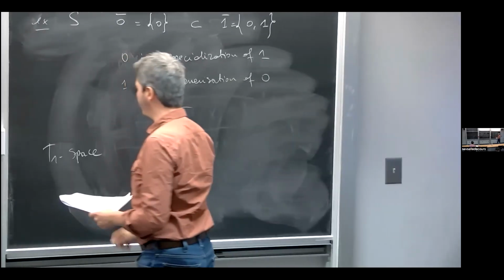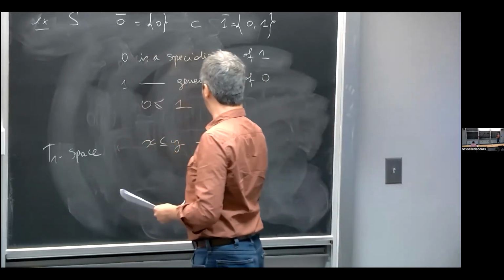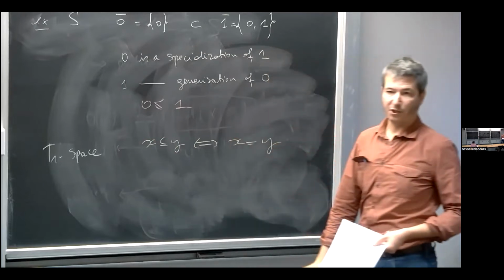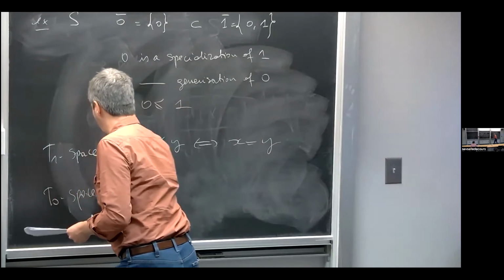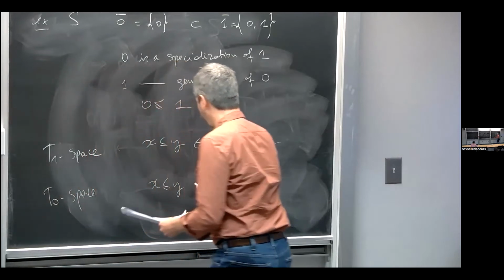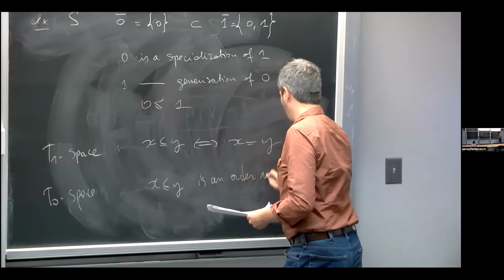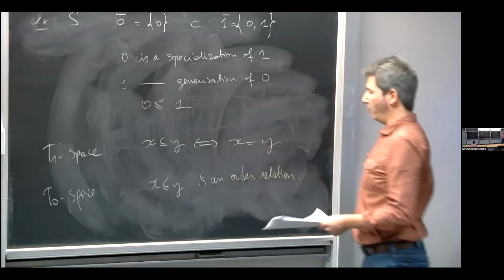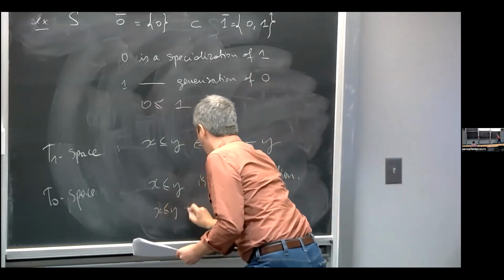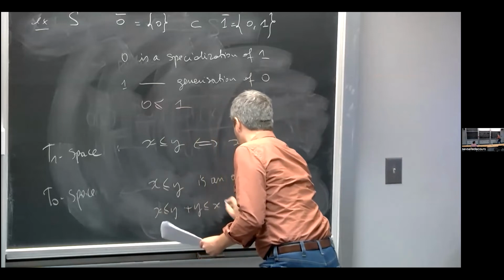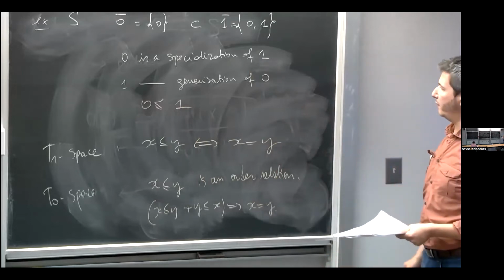So using this relation, we can define a T1 space, the space such that this relation is the identity. And a T0 space is one for which this is an order relation, which means that it is antisymmetric. Otherwise, it's only a preorder.